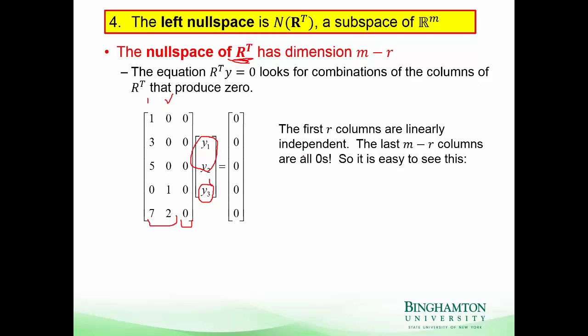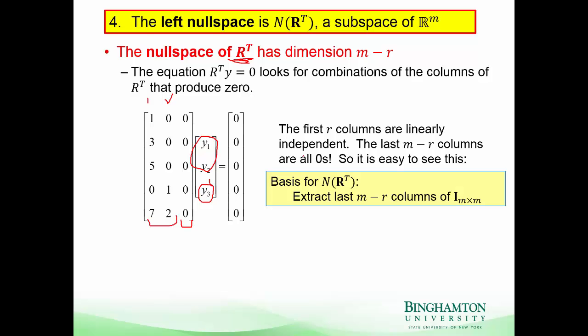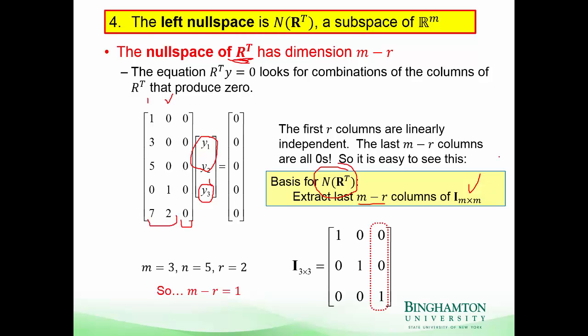So we make the first r variables equal to 0, and the last m minus r variables are what allow us to form the null space. So we can easily find out how that works. And basically what that boils down to is, to find the basis for this, we find the last m minus r columns of an m by m identity matrix. So you can see how we did that here.